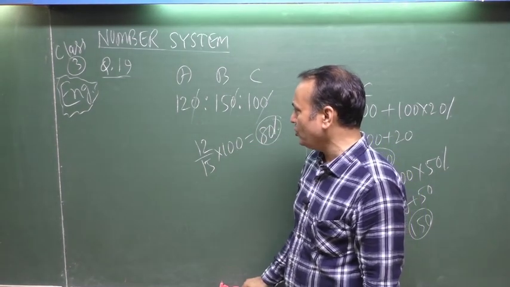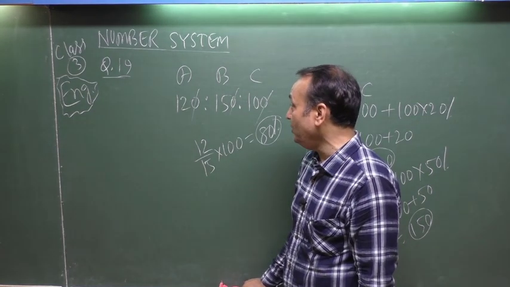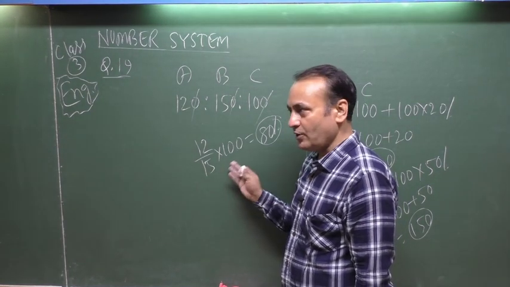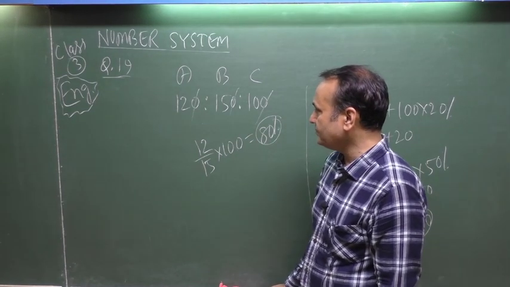There will be also one note here. 12 is what percent of 15. First number is what percent of 15. This is calculated like this. This is your final answer, 80%. Okay?